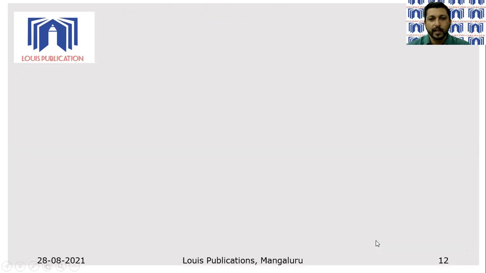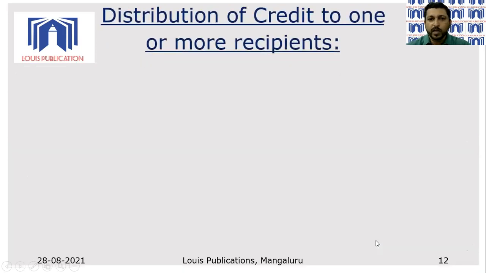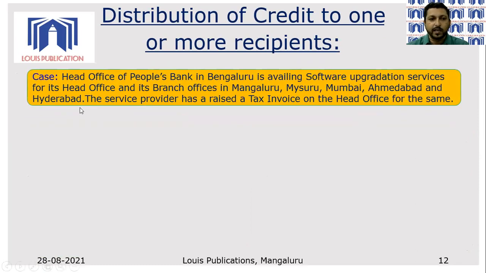We will take another example. Suppose we are talking about distribution of credit to one or more recipients. Let's take a case. Head office of People's Bank in Bengaluru is availing software upgradation services for its head office and its branch offices in Mangaluru, Mysuru, Mumbai, Ahmedabad, and Hyderabad. So apart from the head office, it is availing service for its branch offices too.